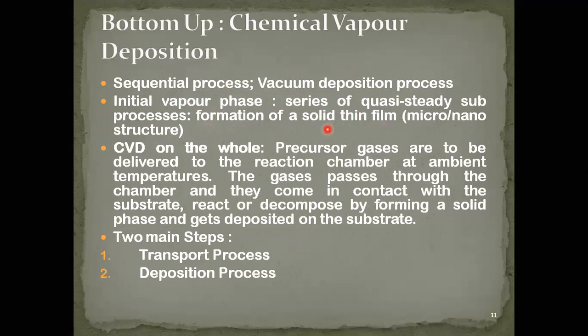So what is CVD on the whole? Let's have an idea. Precursors means starting materials. For example, when you do an experiment in chemistry, if you want to have zinc sulfide, you will have the zinc component separate and the sulfide component separate. The zinc component, like zinc oxalate, and the sulfur component, like thioacetamide. These are called the starting compounds. Here we have gases because it is chemical vapor deposition. So precursor gases are delivered to the reaction chamber.